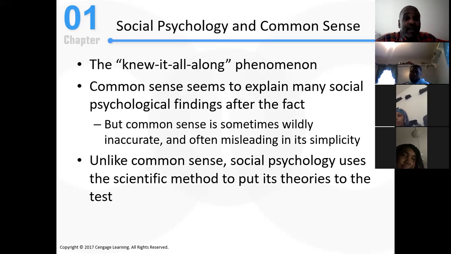Ron, don't lose your point. Let me get into this real quick before you delve in. Give me 1 second. So also related to this, what we want to do with science is get away from common sense, because there are so many things, Michael, that we assume that we know that we haven't actually studied scientifically. This is really important. So there's common sense, which explains many social psychological findings after the fact.